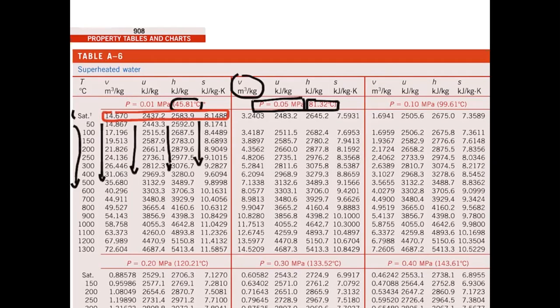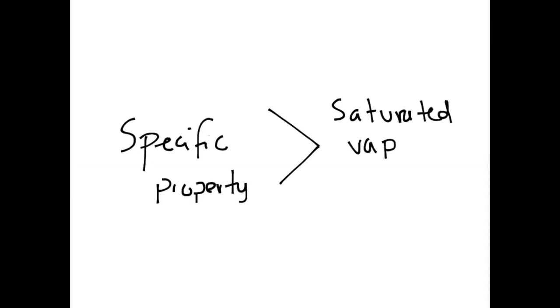So the third rule in order for us to understand is that any given specific property should be larger than the saturated vapor specific property in order for it to be superheated.